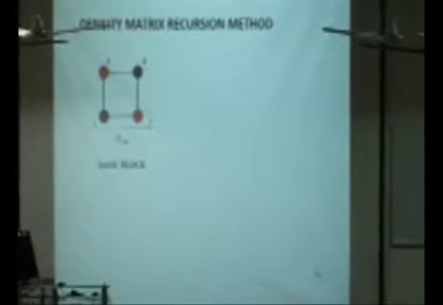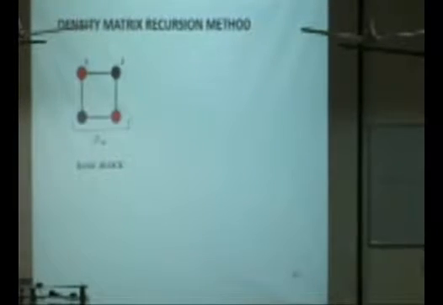You take a basic block. We are considering in this case a ladder of spins. This DMRM, that we call density matrix recursion method, works for ladders as well as in 2 dimensions, and it works also for ladders of, so this is a ladder of 2 legs, but it can also work for a ladder of 3 legs or 4 legs and so on. But I discuss it for the 2-leg ladder.